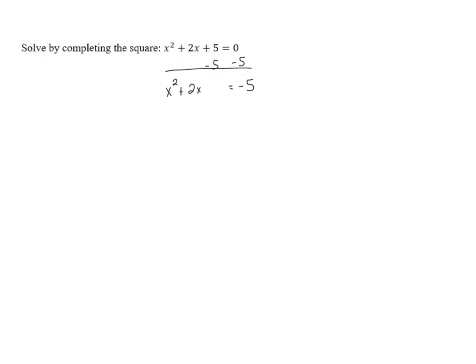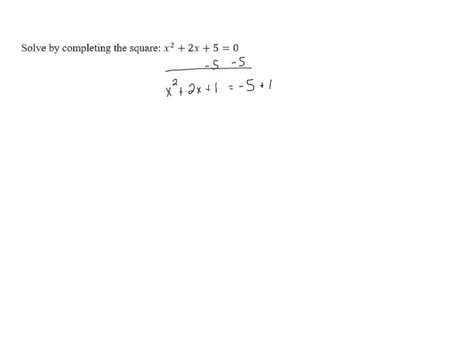To complete the square, we take the coefficient on x, which is 2. We divide it by 2 to get 1, and we square that. 1 times 1 is 1. So to complete the square, we need to add 1 to both sides of this equation.